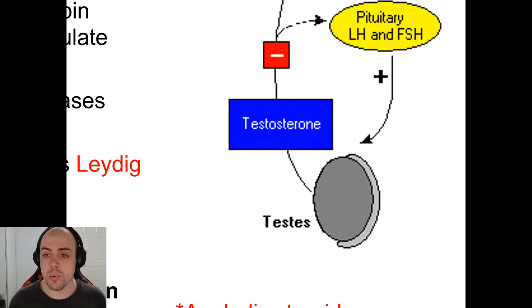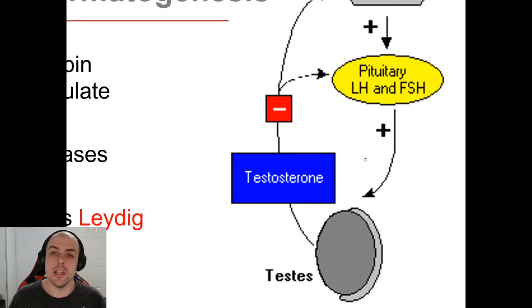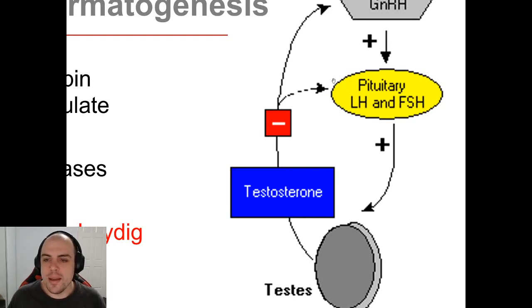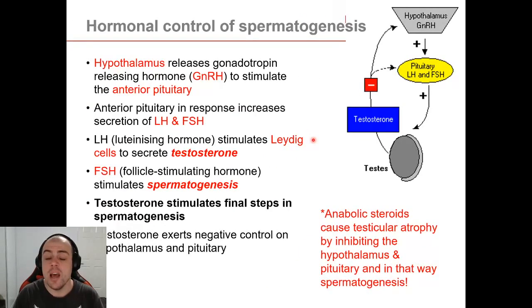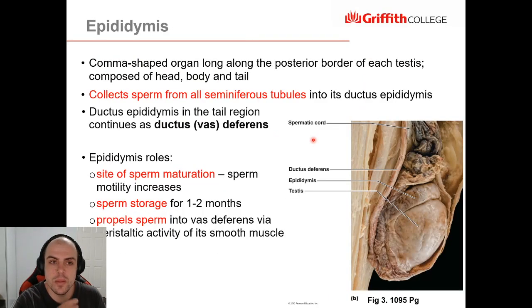Now, this is a problem because, as I'm sure you guys have heard the saying, if you don't use it, you lose it. So, because they are injecting testosterone and they are getting it from an artificial source, the testes aren't having to produce as much testosterone, which means that the tissue will begin to sort of degrade, which is why in people who do abuse anabolic steroids, a common thing that is observed is testicular atrophy.